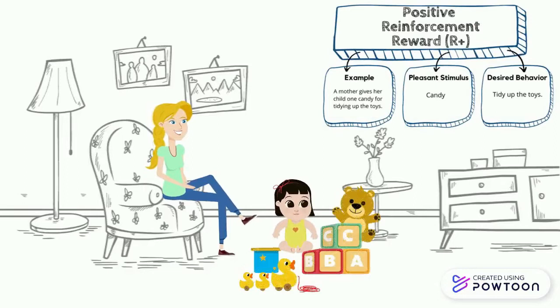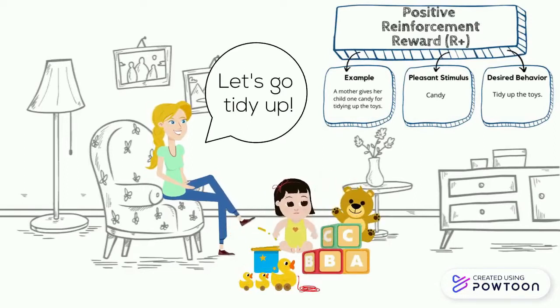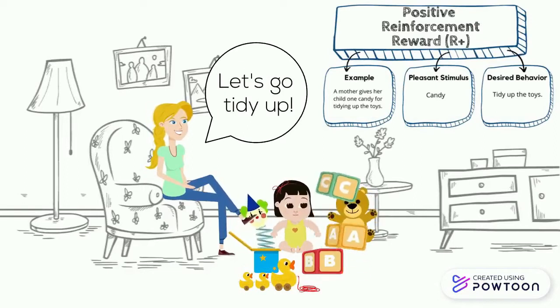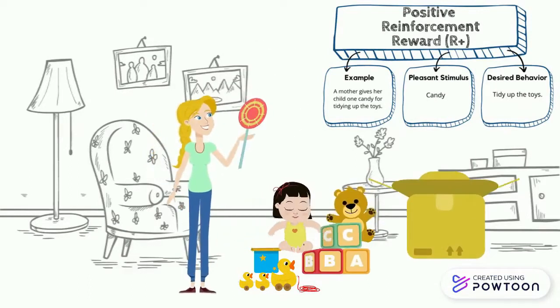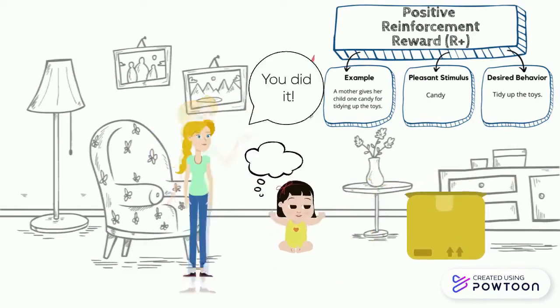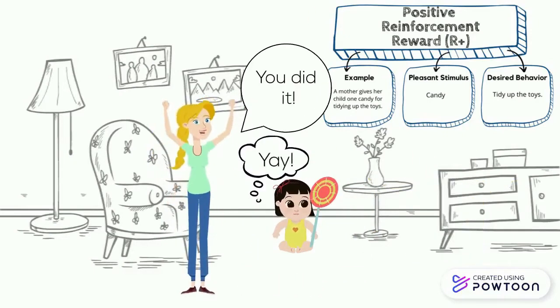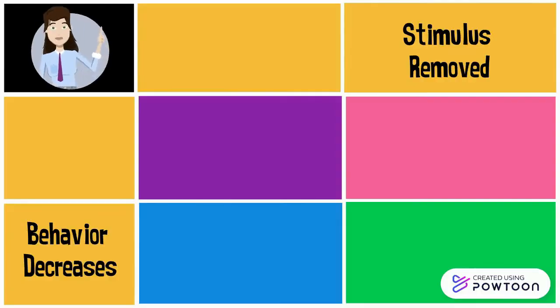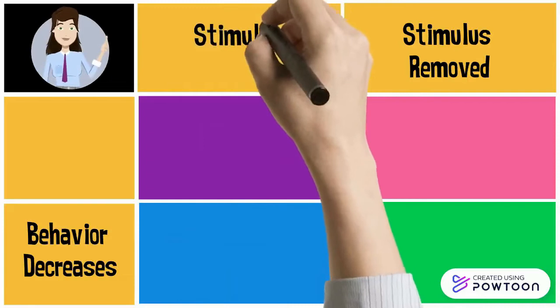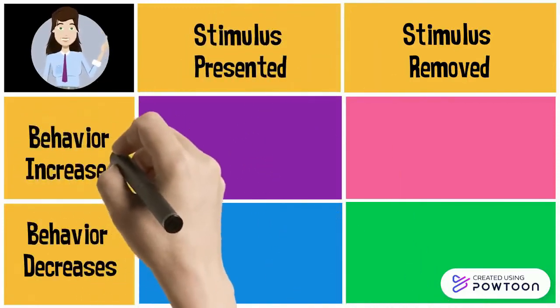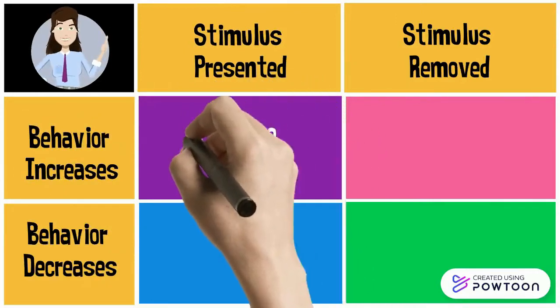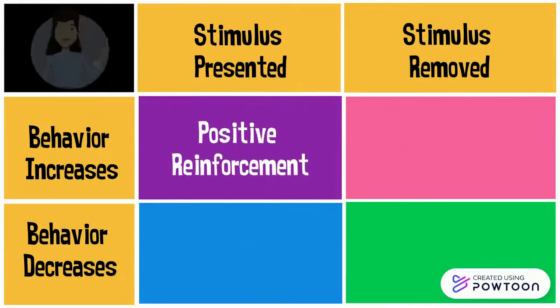For the first example, we have a child who is playing with toys on the floor. Her mother says to tidy up the toys, and showing appreciation for the child's hard work, the mother provides positive feedback, giving her a candy. In this example, we have a stimulus being presented, the candy, which caused behavior to increase. So then we would call this positive reinforcement.